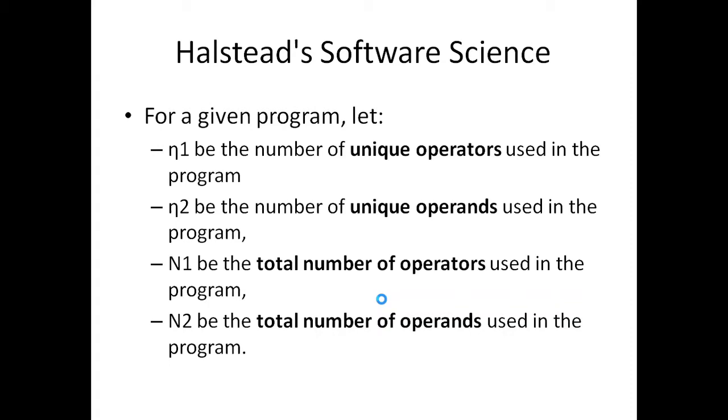So based on these four basic primitive program parameters, he estimated the length of the program, potential minimum volume, actual volume, language level, effort, and development time. And he has also mentioned what the meanings of operators and operands are. Operators and operands are similar to those things that we use in programming languages. He has given some guidelines for these, for example, assignment, arithmetic, and logical operators will be considered as operators itself.